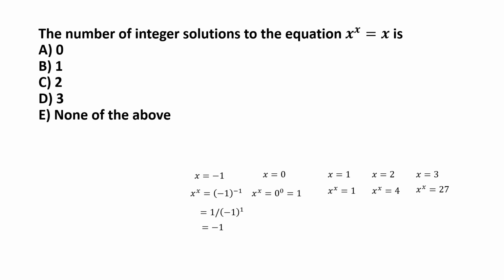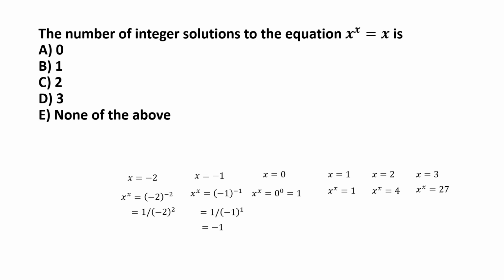Now, are there any other values outside 1 and -1 that can satisfy this equation x to the power x equal to x? And remember, we are only considering integer values. So let's see what happens if I take x equal to -2. Then x to the power x becomes -2 whole to the power -2. And again, negative exponent means reciprocal. So I take the reciprocal, 1 divided by -2.